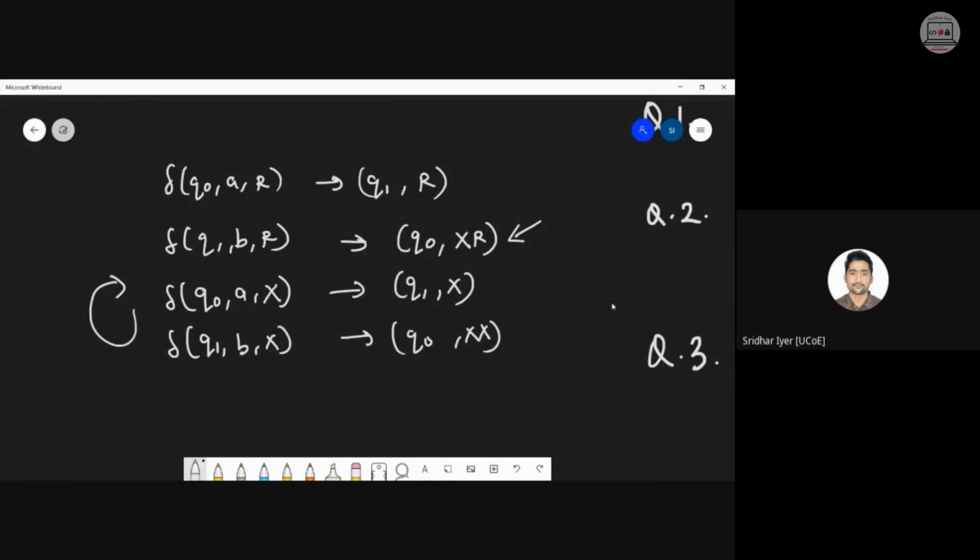From Q0, this time on top there is X. So again the same thing will be repeated, but this time you have to keep on changing the stack symbol also. You have to keep that in mind also. So it will be Q0, A on top of X instead of R. Everything else remains same. This X will remain same only because we are not pushing anything. It's going to remain same. But over here, Q1, B comma X, there we are again going back to Q0 and pushing one X. So it's simple. We have done it so far.